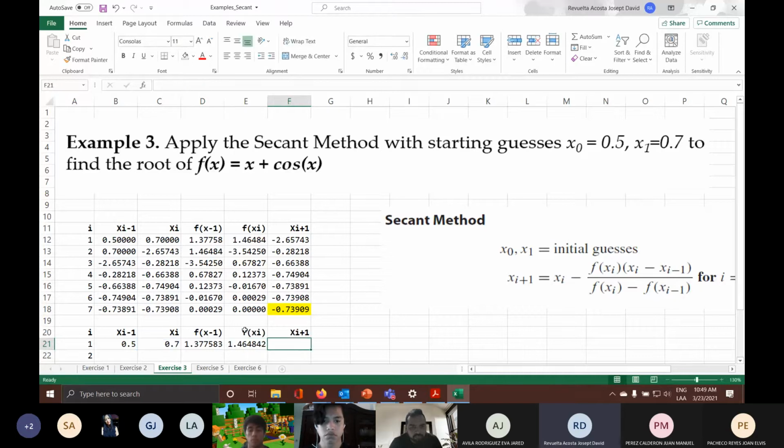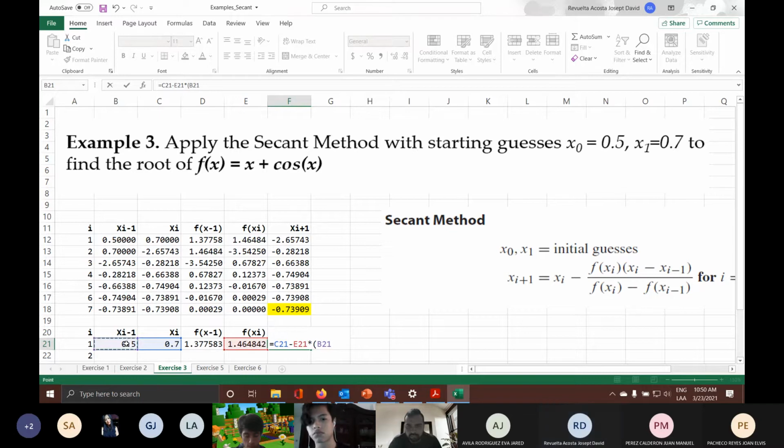And then I only need to apply the formula. That's why it's very easy. This method is one of the easiest ones. So this is equal to xi minus f(xi) times, parentheses, xi minus xi minus 1. Sorry, I think I made a mistake. So this is xi minus xi minus 1, right?